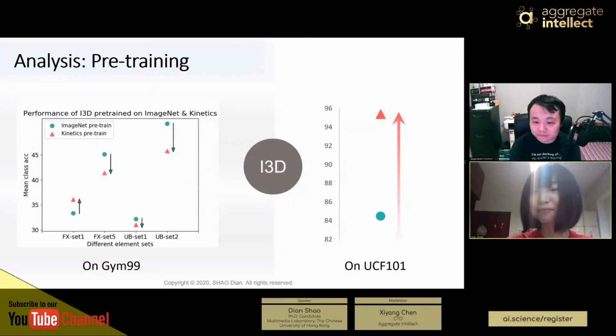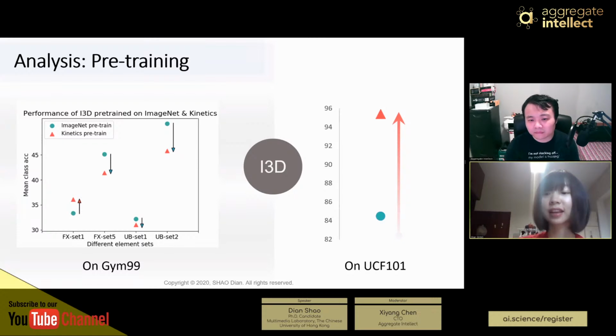Okay, coming back. The next question we study is, does pre-training on large-scale video data sets help? As we all know, when we train models, especially those which have a very large number of parameters, such as I3D, a common paradigm is to first pre-train them on large-scale data sets. For example, you pre-train your model on Kinetics, and you test it on UCF101. And this pre-training could indeed lead to a performance boost. However, we observe that on our FineGym, the bonus brought by pre-training does not always exist.